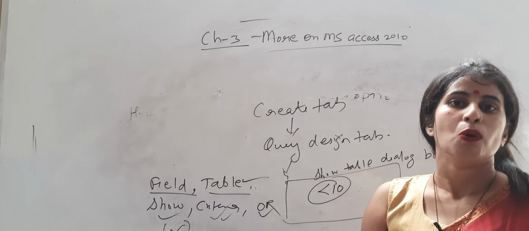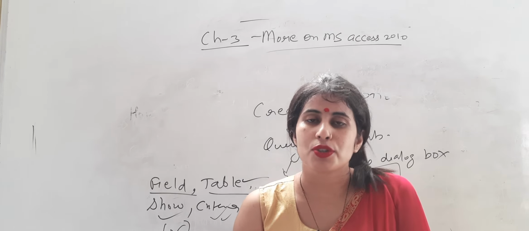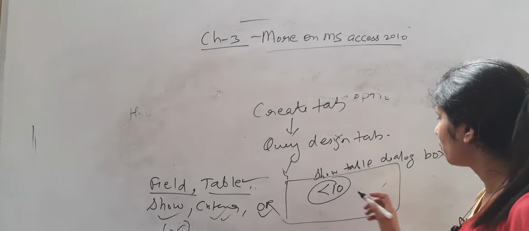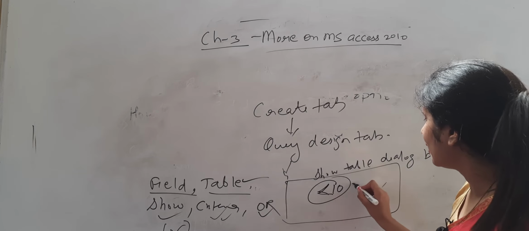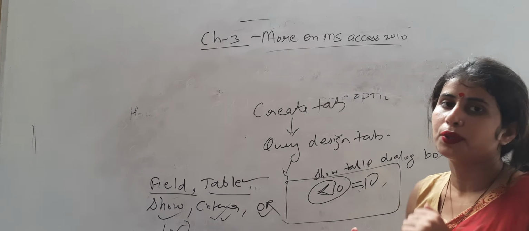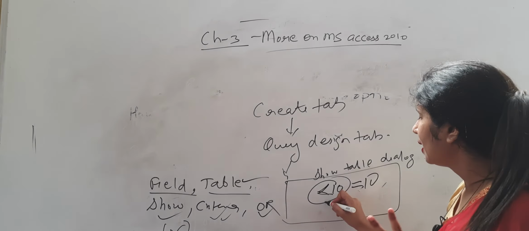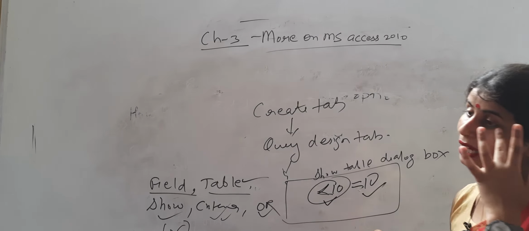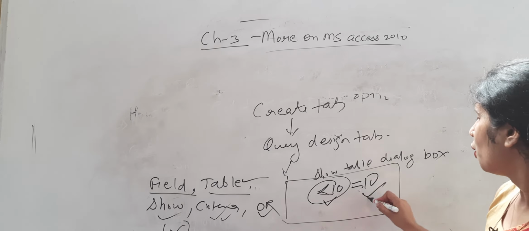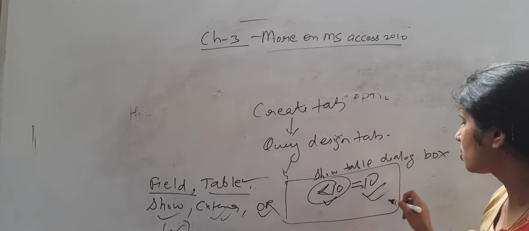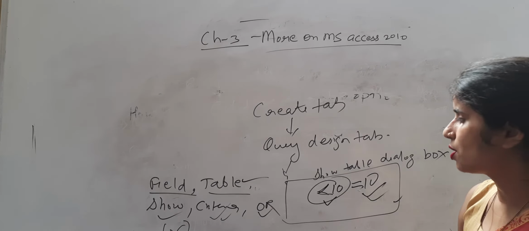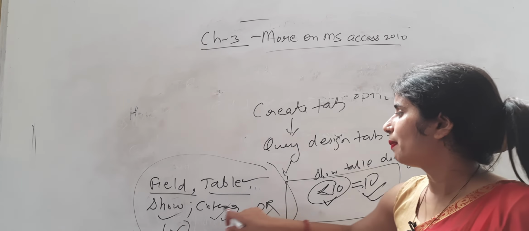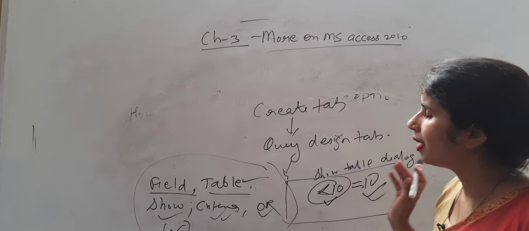Next is or. What is or? Or is used to add more than one condition. Example, suppose I want to add less than 10 equal to 10. I need the data less than 10 and equal to 10. Means two conditions are there and I want to get the data on behalf of these two conditions. So these are known as OR conditions. So these are the tabs that are there: field, table, show, criteria and OR.